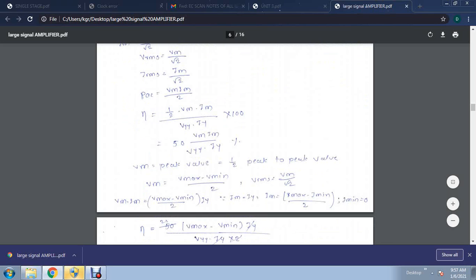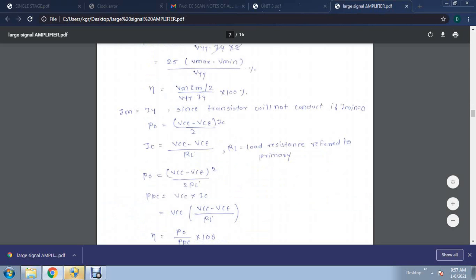Here Vm is the peak value, and Vm equals (Vmax minus Vmin) by 2. Vrms is equal to Vm by root 2. Vm into Im, (Vmax minus Vmin) by 2. Im equals I max minus I minimum by 2, I minimum equal to 0. Let us substitute those values in the equation. You can get it as 25 (Vmax minus Vmin) by Vm into Im by 2 and Vy by Iy into 100%.